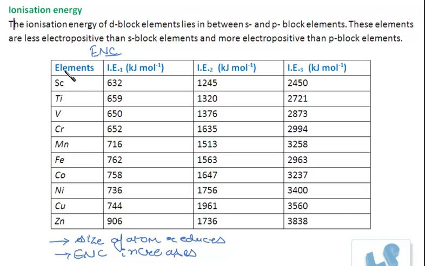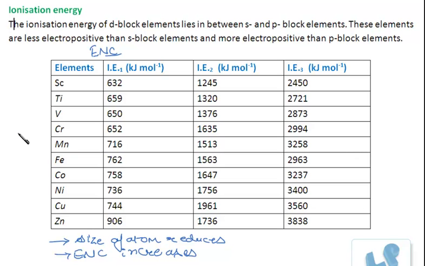So these are the elements of the 3d series. You can see the ionization energies. This is scandium for the first electron at 632, whereas if I talk of chromium, it is coming out to be 652. If it's copper, it's 744. What is suggested by this? The ionization energy for chromium.